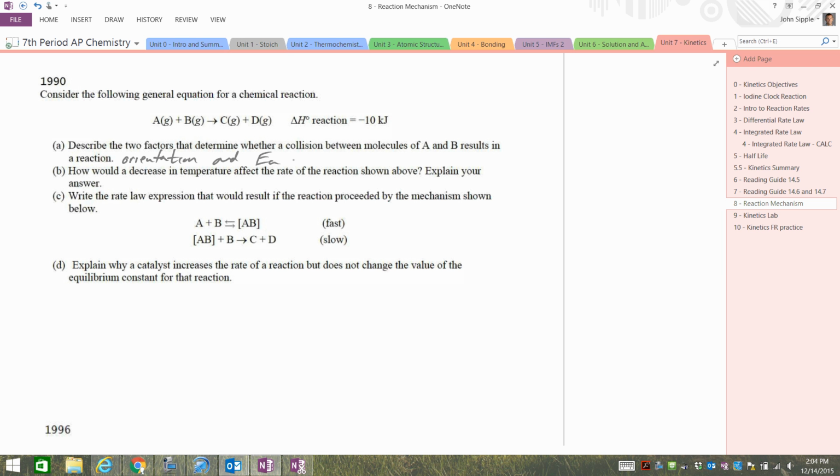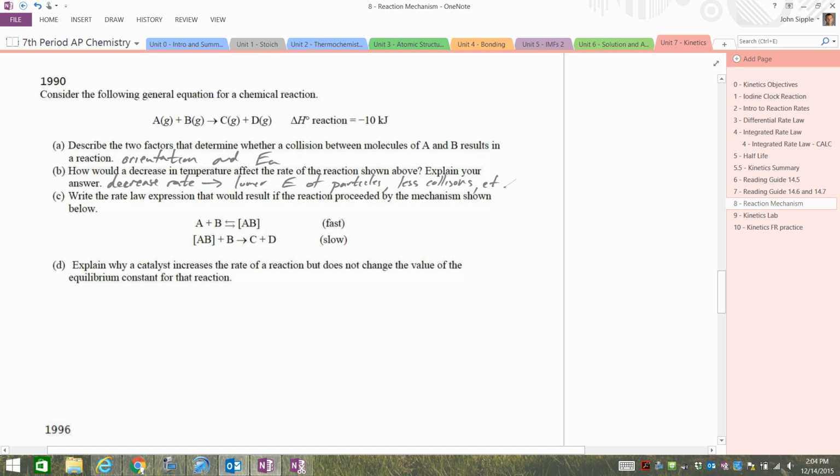How would a decrease in temperature affect the rate of the reaction shown above? It would make them less likely to collide and with less energy. It's going to decrease the rate. Less collisions, etc.